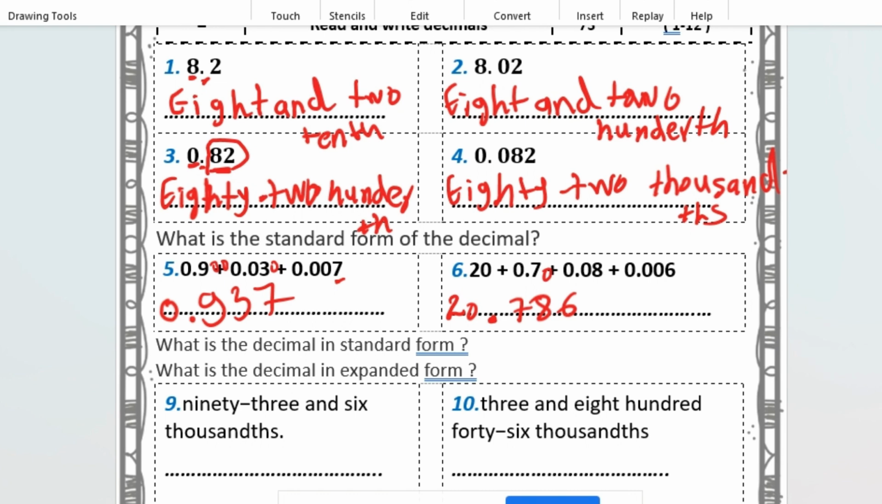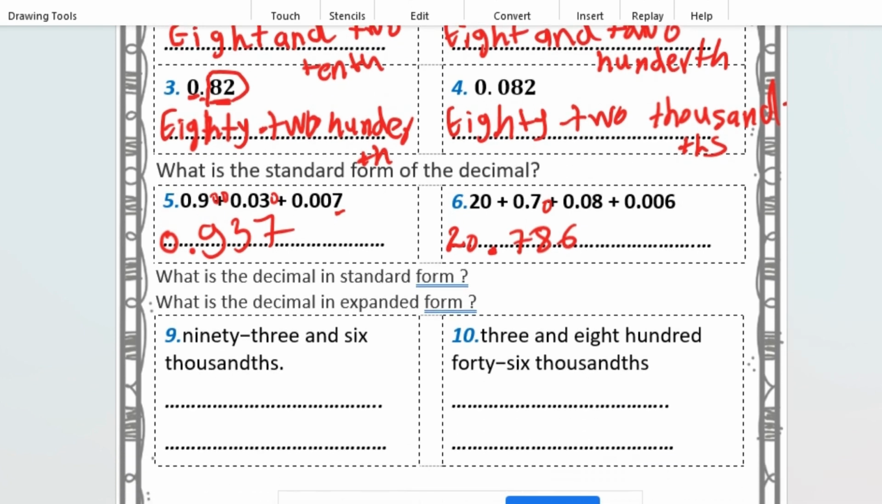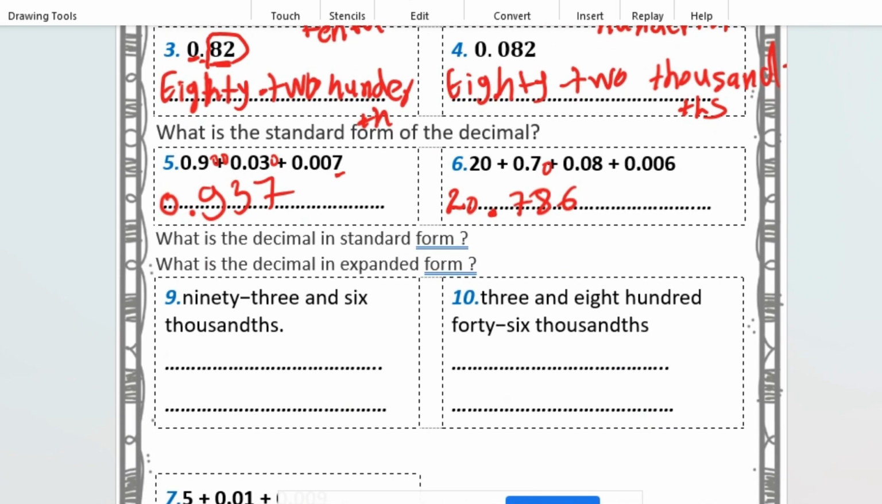Okay. Let's continue. Here we have another question. What is the decimal in the standard form? And here, what is the decimal in the expanded form? So we write the decimal that is written here as words. We transfer it into a decimal in standard form and one in expanded form. So here we have 93, and so it's 93 period. Why? Because the and here is the period point.